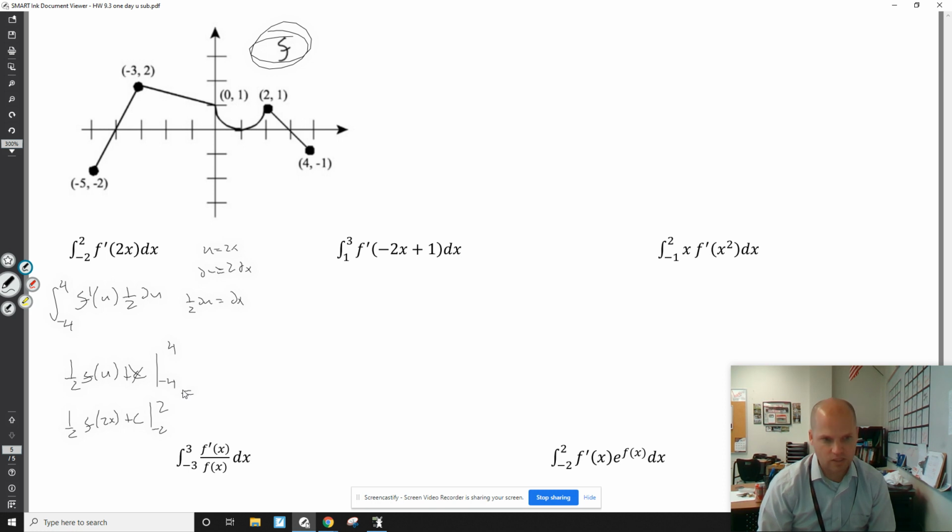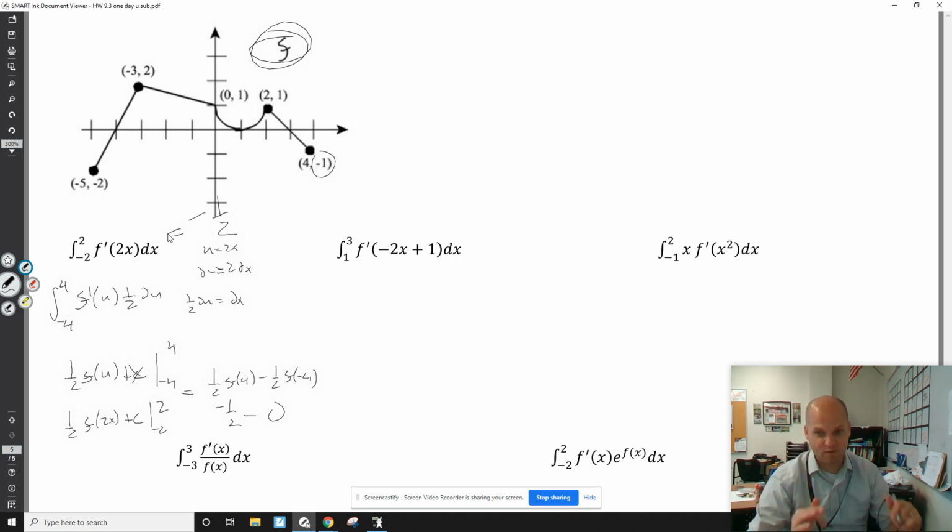Either way, you're going to get the same answer, right? Because it's like plugging in 4, plugging in 2. You get 1/2 f of 4 minus 1/2 f of -4. F of 4 is -1. That's like the y coordinate. So I have -1/2 minus f of -4, 1, 2, 3, 4, is 0. So my answer is -1/2. Did not give you much space for these. My apologies.